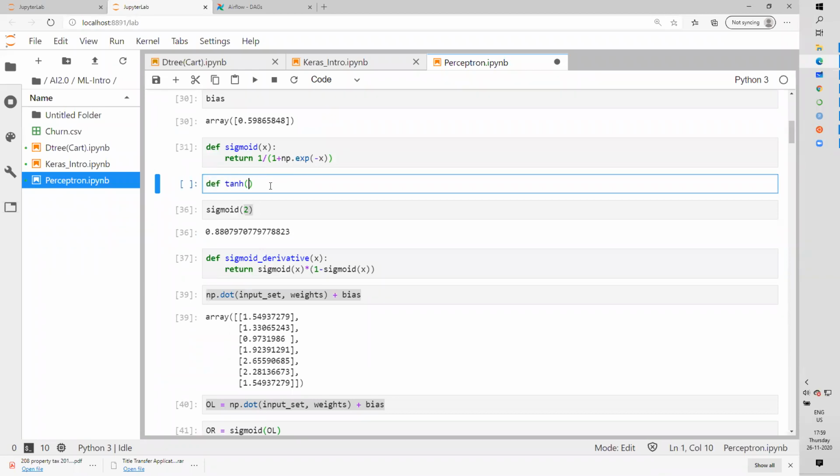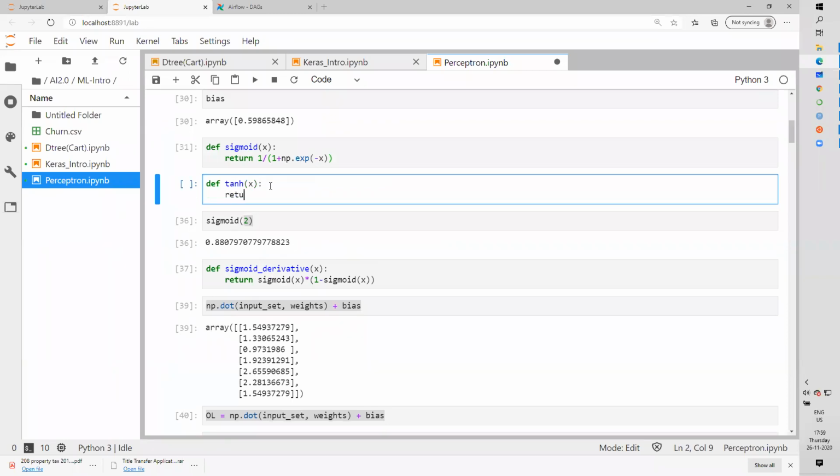Define tan h. It takes one input, so tan h of x. Return np.exp of minus x, minus np.exp of x. So that's the numerator.